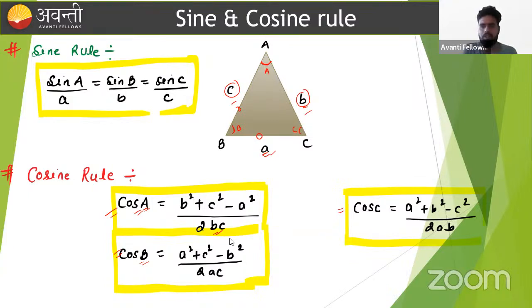Let's see one example of how this can help. Suppose a triangle is given something like this. Say this angle is given as 60 degrees, and this side is given as root 2a, and we have to find out this side.